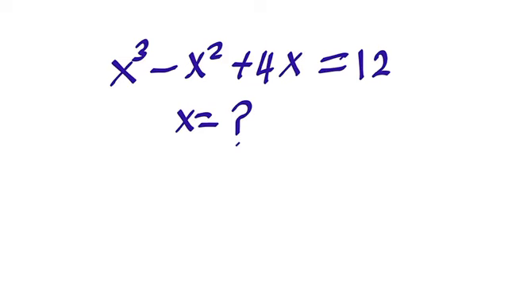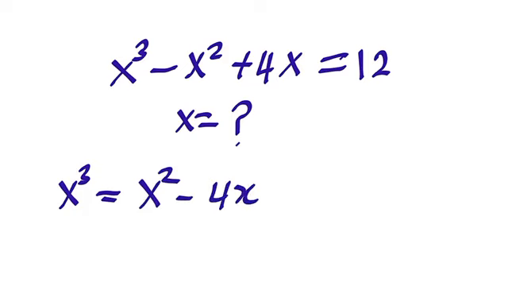I'm going to make x to the power of 3 the subject of the formula. So x to the power of 3 will equal x squared minus 4x, then plus 12. So now from here, x to the power of 3 equals... Now, I'm going to use the completing the square method. So here, I want to complete this square.